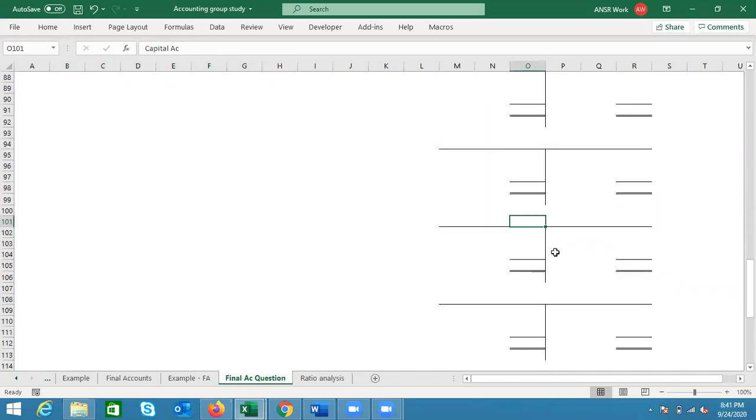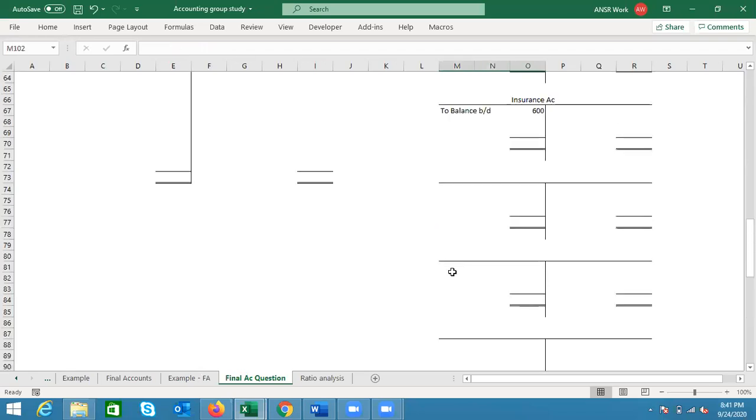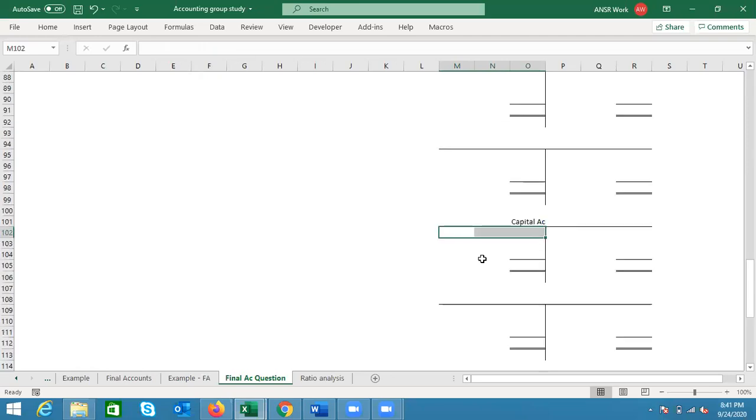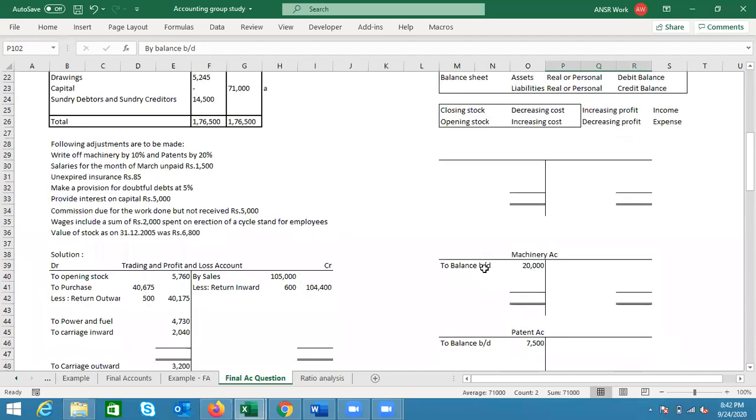So here is the capital account and here is the balance. The balance for it is 71,000. Should it be posted in the debit side or credit side of the ledger account? Credit side. Perfect. Credit side, by balance brought down, 71,000. Now we are done with the capital.